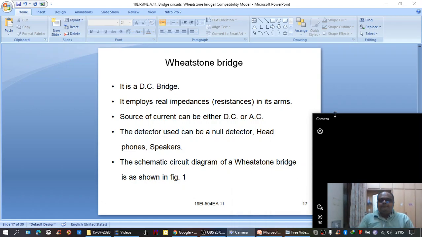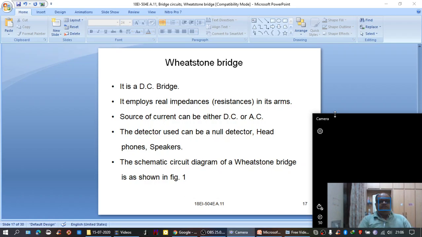Hello friends, welcome back to the video lessons on electronic measuring instruments. Till now we have seen the introduction to bridge circuits, the basic circuit arrangement of a bridge, and the condition for bridge balance, and we have seen how to find out the condition for bridge balance by doing some analysis.